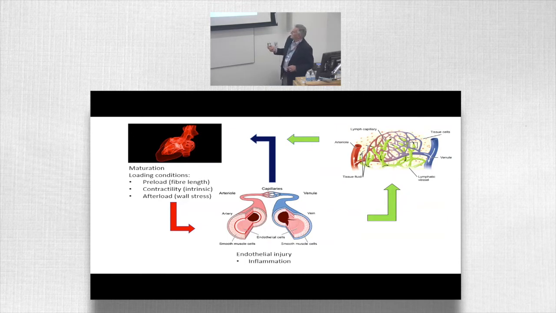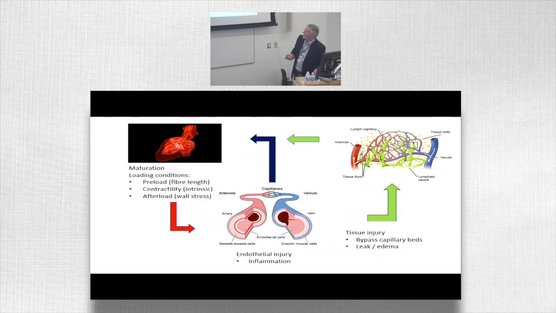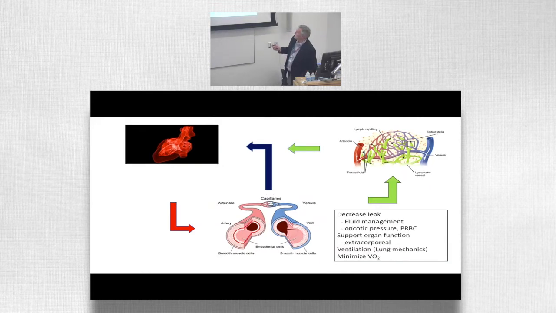You had the endothelial injury that occurs with inflammation, the tissue injury with leak, and now you start to see major problems with this system that then results in an imbalance of the supply and demand. So there are some ways in which we can treat this.